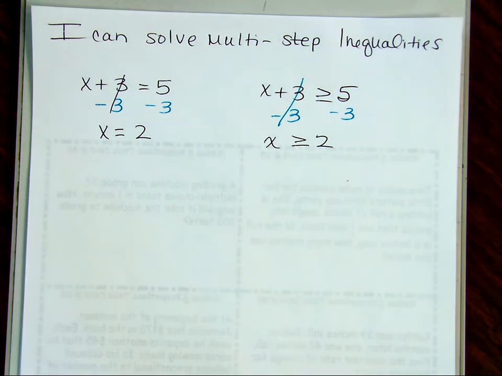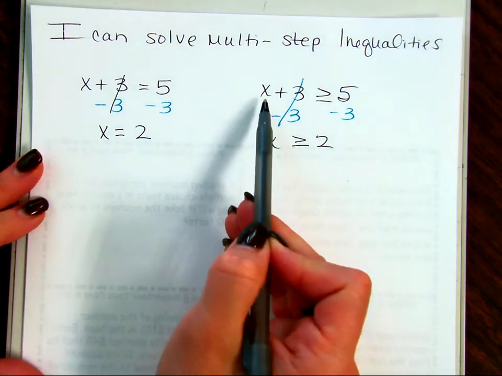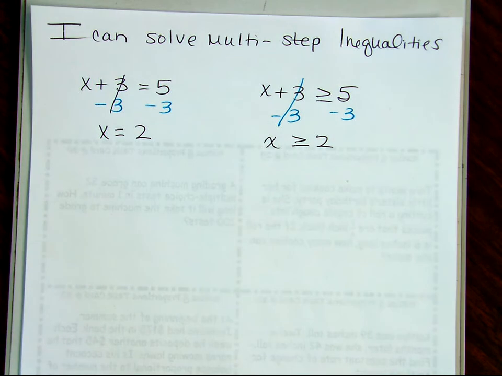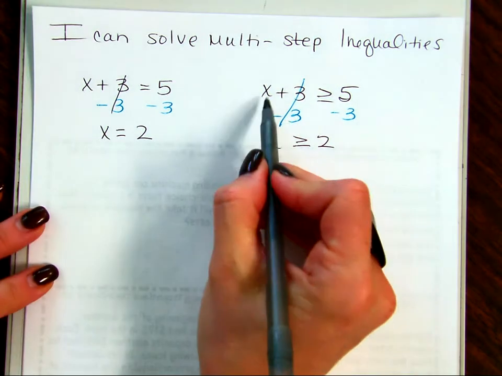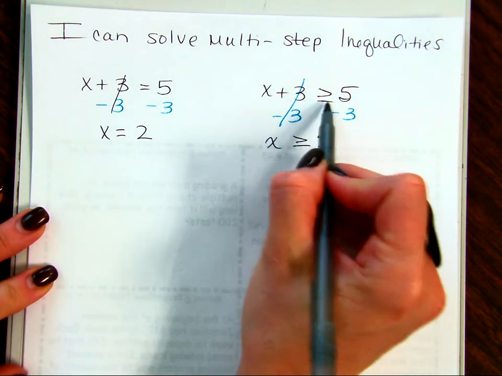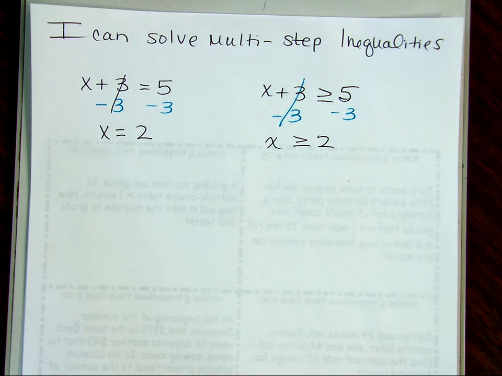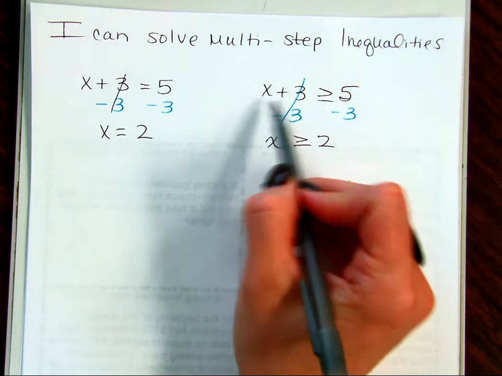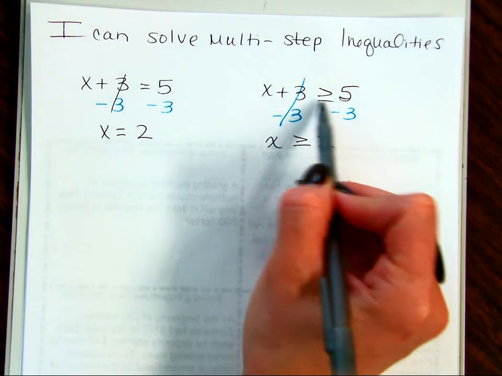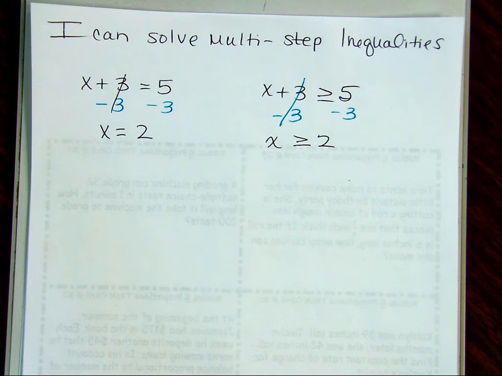Instead of x equaling 2, this means that as long as you give me a number that is greater than or equal to 2, you're good. If I put it in for x, you'll be okay. So let's take 2, because it's equal to 2. Is 2 plus 3 greater than or equal to 5? Yes, it's equal to. 8 plus 3, that's 11. Is that greater than or equal to 5? Yeah.